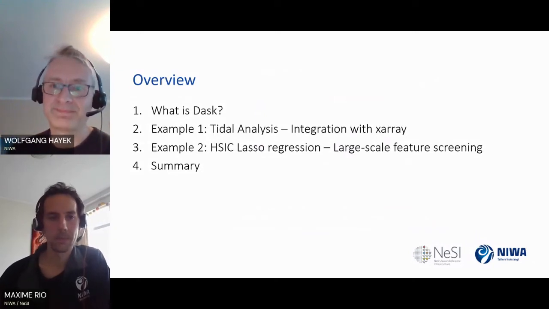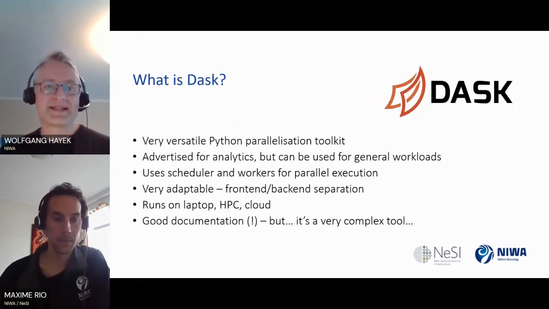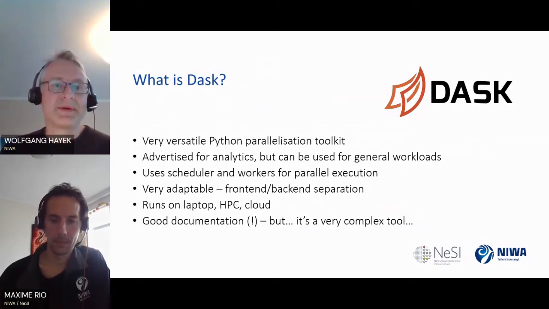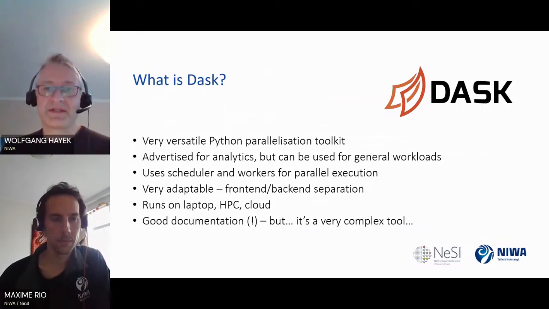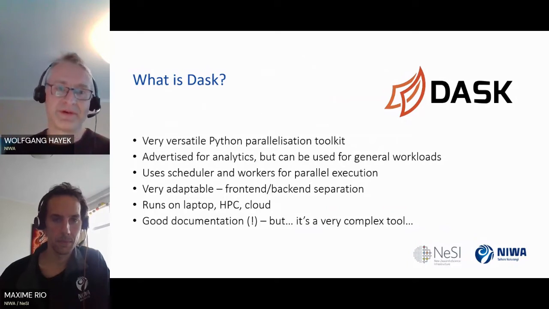So Dask is written in Python, and it is a parallelization tool. It is advertised for analytics. When you look at the webpage dask.org, it says so, but of course you can use it for any kind of workload. Ideally written in Python, that's the easiest, but of course you can also call other things from Python. So you can always use Dask as a parallelization engine. But in terms of functionality and integration, it's probably best suited for any Python work.